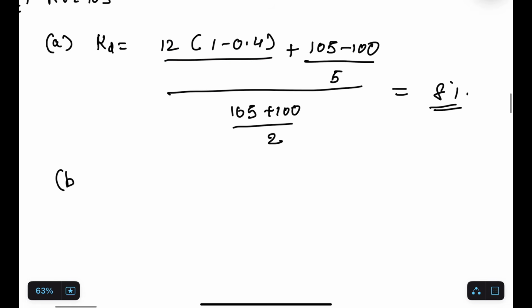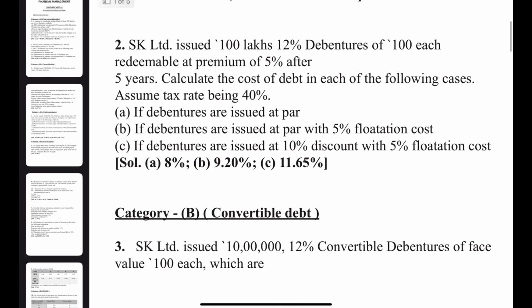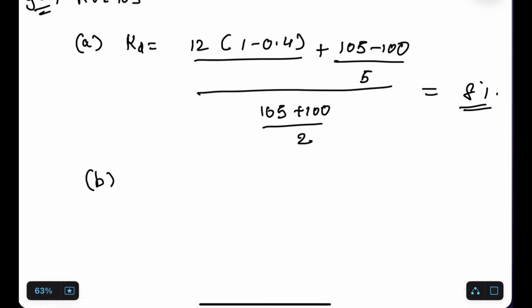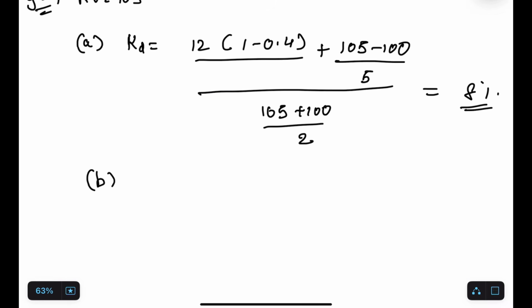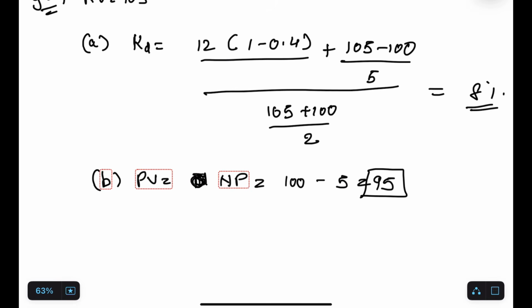Then let's move to case number B. Case B says debentures are issued at par with 5% flotation cost. So now the debentures are issued at par, but there's a flotation cost of 5%. So here we would take PV as the net proceeds, which would be 100 minus 5% flotation cost, resulting in PV of 95 rupees, right?